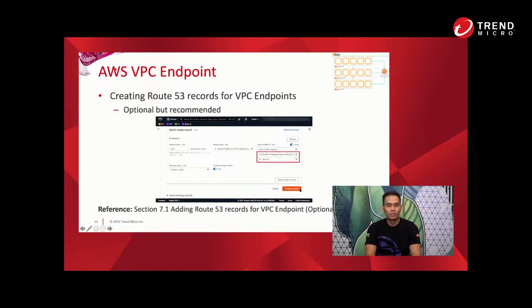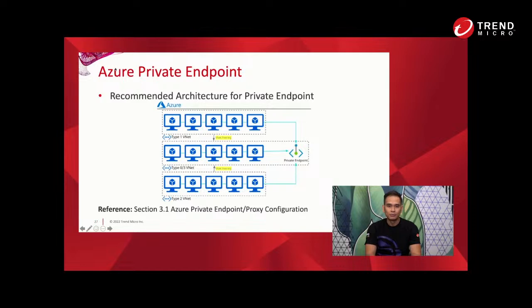This is for the creation of Route 53 for VPC endpoints. This is optional but recommended as best practice, especially if you have multiple endpoints to manage. Okay, that covers the AWS network requests and the VPC creation.